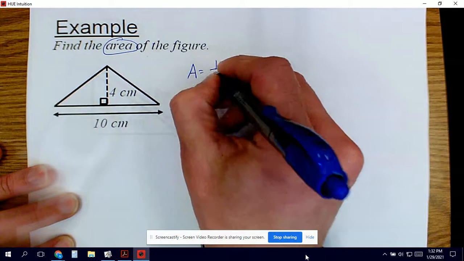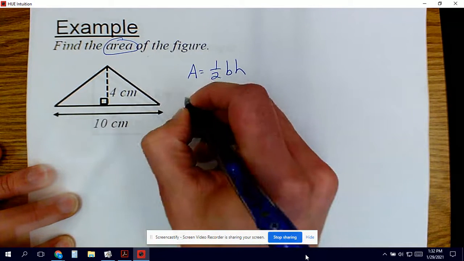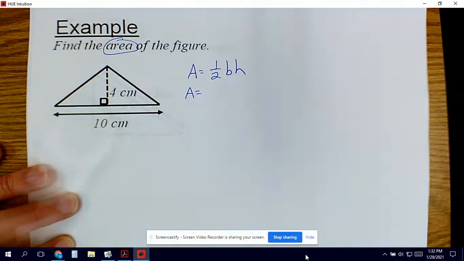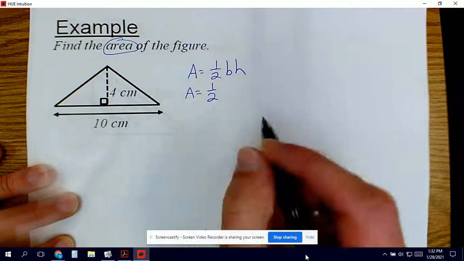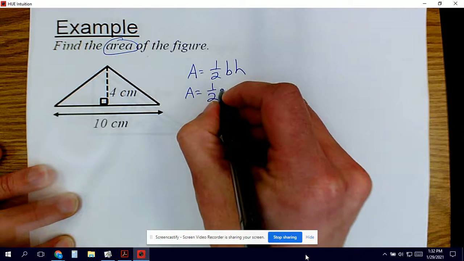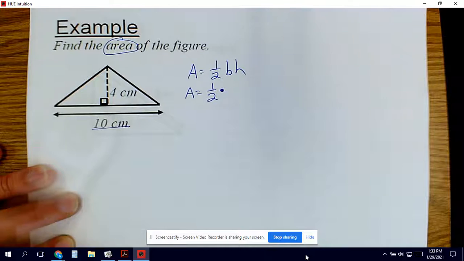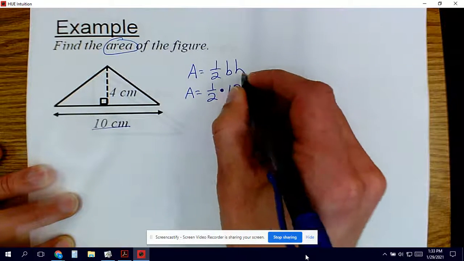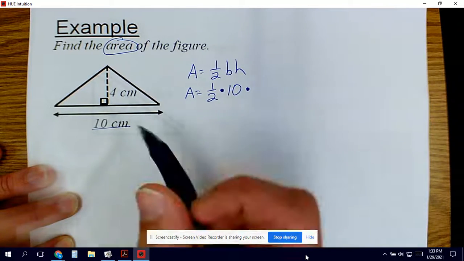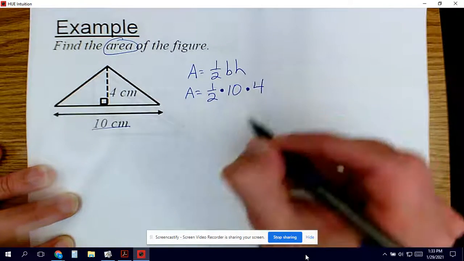So I'm copying down my formula. Area equals 1/2 BH. Well, I don't know the area of this triangle, so I'm going to keep my variable A. We're going to bring down our 1/2. 1/2 is touching B, which means multiplication. We're going to multiply 1/2 times the base. The base of this triangle's measure is 10. And then B is touching H, means more multiplication, and we're going to plug in the H. The height of this triangle is a measure of 4 centimeters.